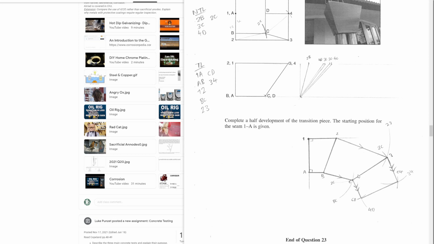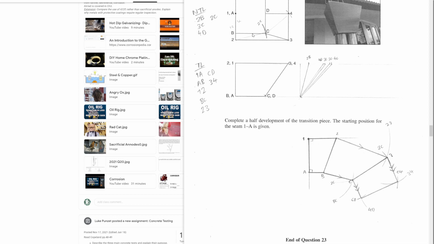Then the next thing I'm going to do is find C. So I take 2C off my drawing here. I find this distance, this diagonal, the hypotenuse of 2C, and I mark that out with a compass. I measure from 2, and I use my compass, and I get 2C, and I know 2C is somewhere there. Then I do the same thing with BC.